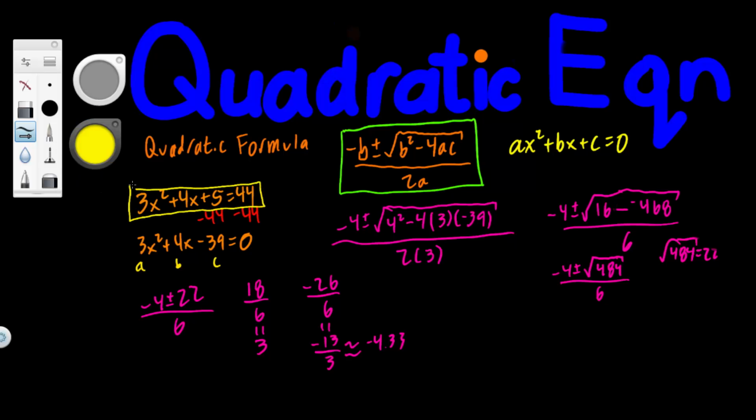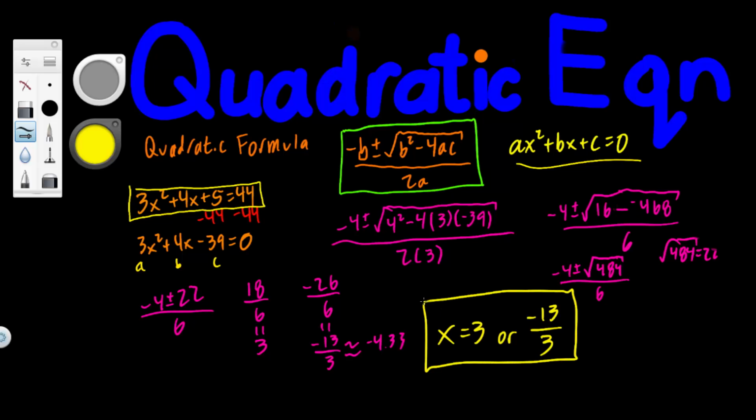So the answer to solve this equation, here's our original equation, and then we got it to standard form like this by getting the 44 over here, so this becomes a 0. We plug these numbers into the quadratic equation with a being 3, b is 4, and c is negative 39. We plug all these in, and we just take these little steps to simplify things, and we get an answer of x equals 3 or negative 13 divided by 3. These are the two answers that we get.